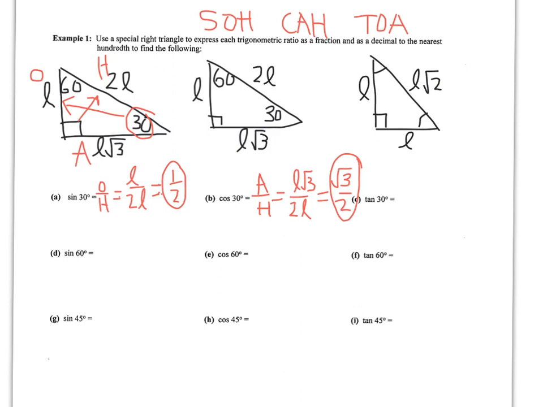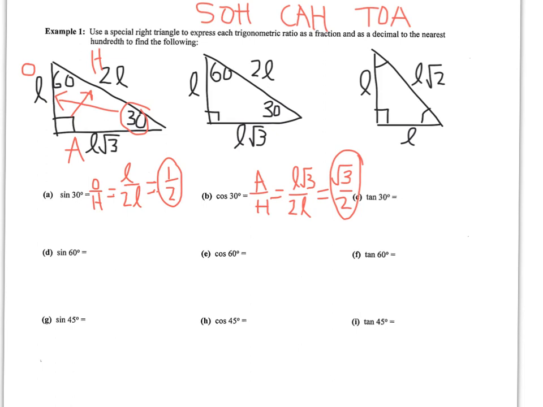Then tangent of 30 is TOA, O over A, and our O is L, and our A is L square root of 3. So we're going to review a little algebra, cancel the L's, and we have 1 over the square root of 3. Rationalize the denominator, so you will want to multiply numerator and denominator by the square root of 3. So our answer for tangent of 30 is the square root of 3 over 3. And again, we'll eventually put that in our calculators and find out the decimal equivalent for square root of 3 over 3.